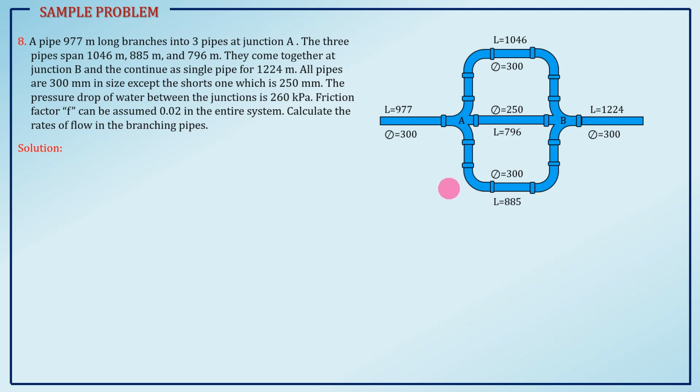Now, between the junction, so that is your junction A and B. So, it has a certain pressure drop of 360 kilopascal. So, friction factor F can be assumed 0.02 in the entire system. Calculate the rates of flow in the branching pipes.